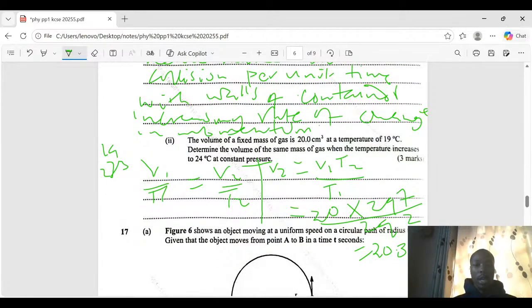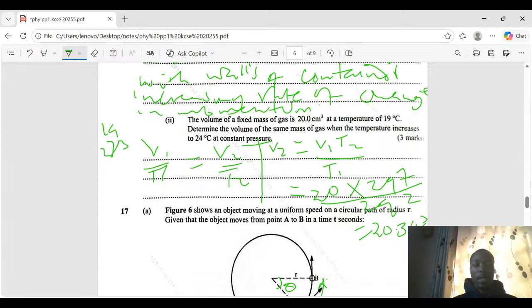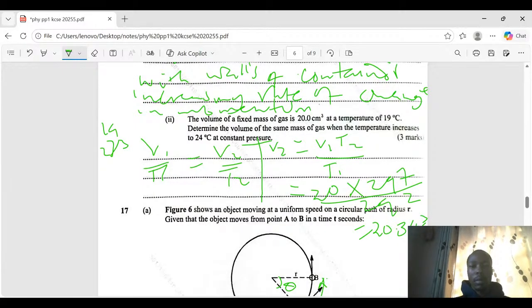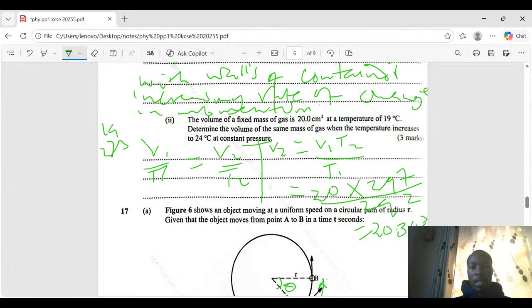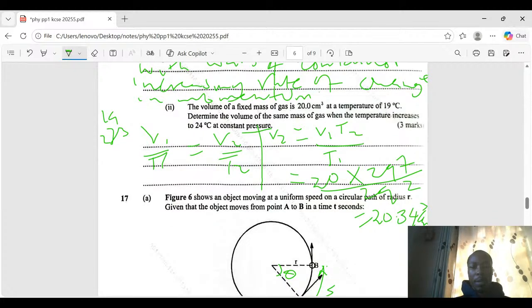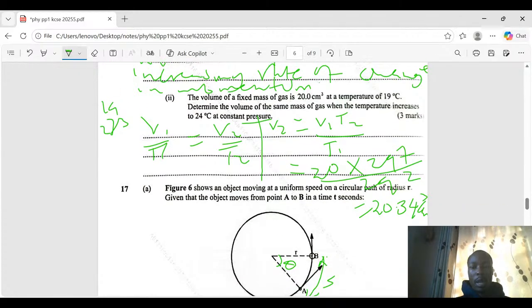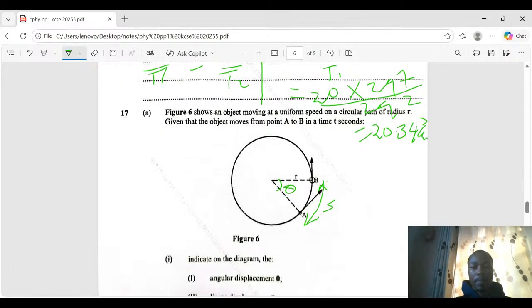There's a question here asking for a calculation where pressure is kept constant. That is, of course, Charles' law. The volume is given as 20, temperature is 19. Find the volume when the temperature increases to 24. So V1 over T1 equals V2 over T2. That's the formula. You substitute in, and you end up having 20.34 cubic centimeters.